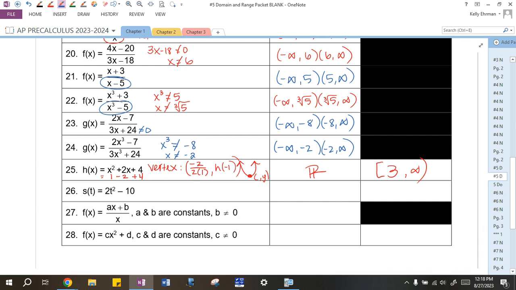26, this is the quadratic I like. S of t equals 2t squared minus 10. We can plug anything into that. The reason I like this is because if it doesn't have a middle term, you can just say, oh, it's been shifted down 10 units. So I know that the range starts at negative 10 and goes up to infinity.